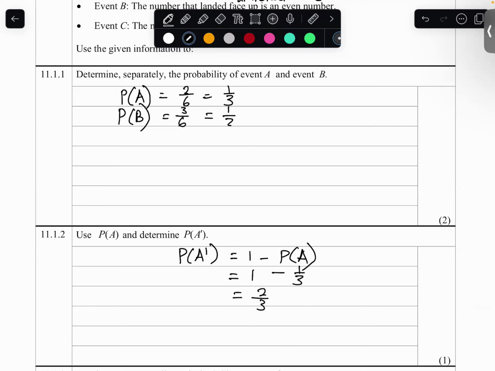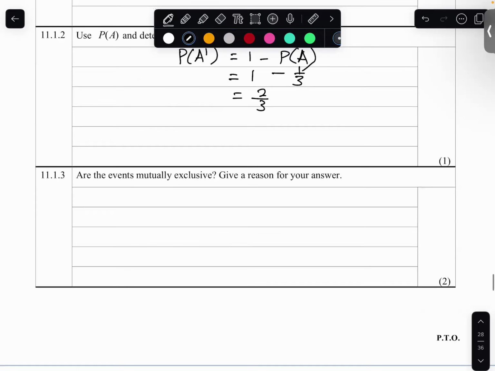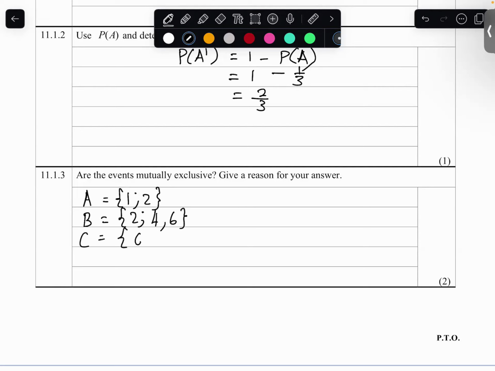All right, next question says, are the events mutually exclusive? Meaning all 3 events. Are they mutually exclusive? Give a reason for your answer. So the event A is 1 and 2. Those are the 2 things that can occur in event A. Event B is all the even numbers, so it's 2, 4, and 6. And event C is the number 6.